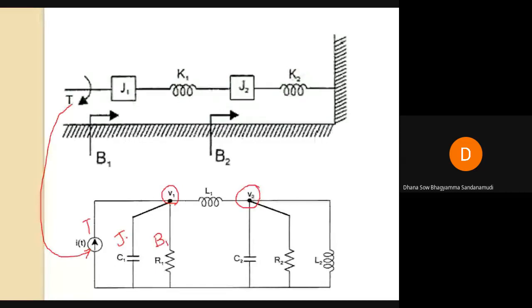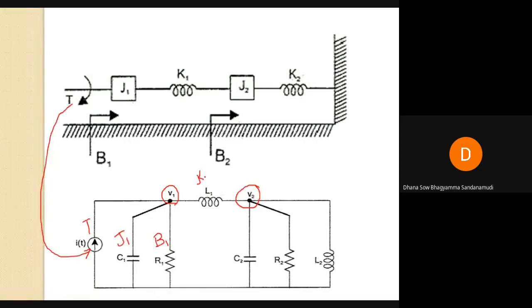Now, in between J1 and J2, K1 is there. What is K1? K1 is 1/L1. So the inductor between V1 and V2, just draw L1. This is nothing but K1.